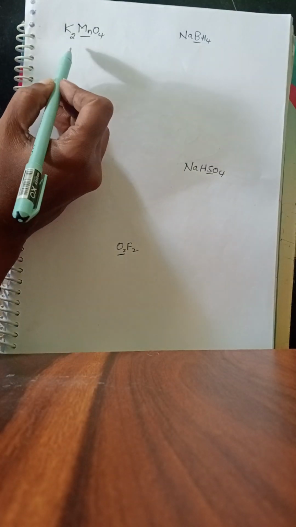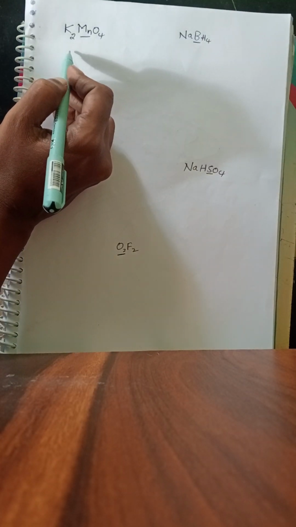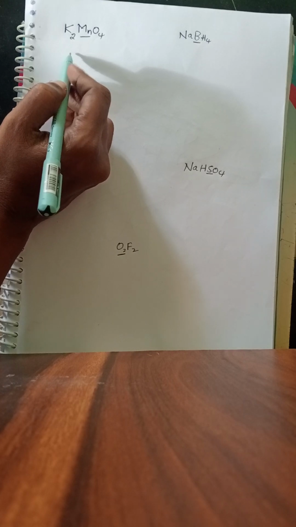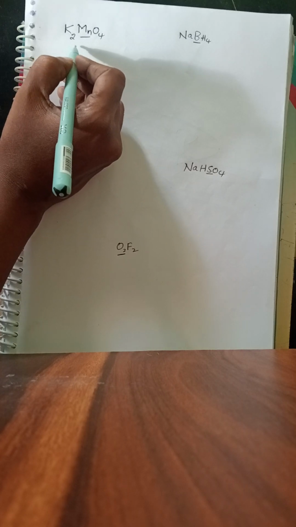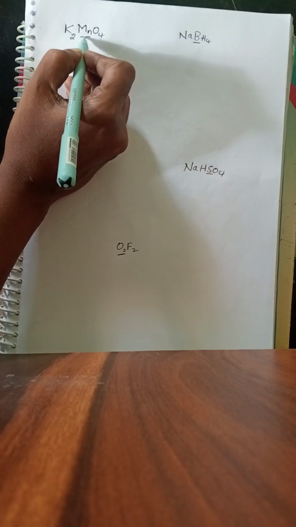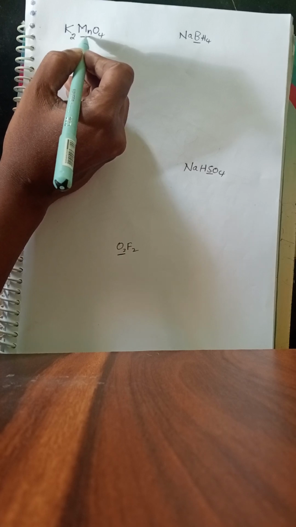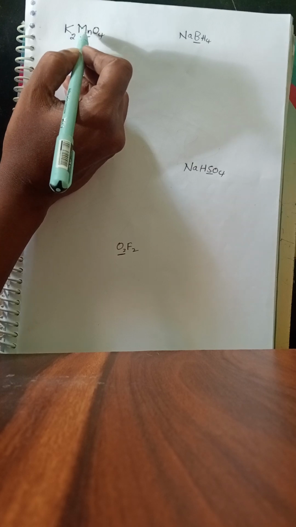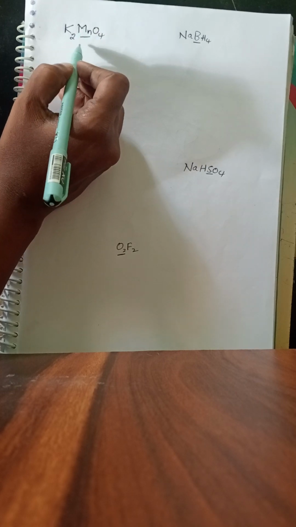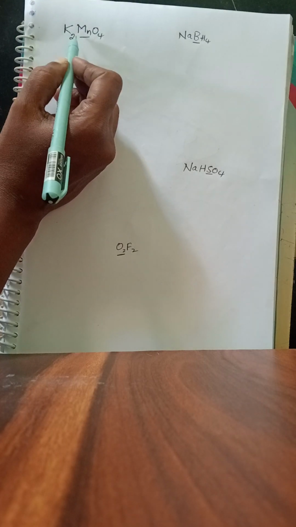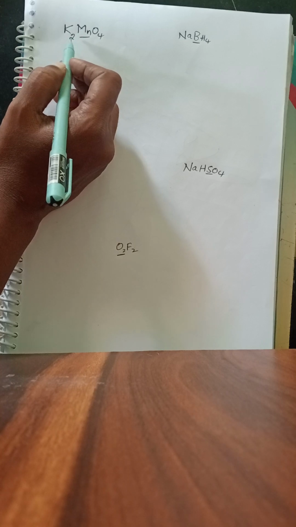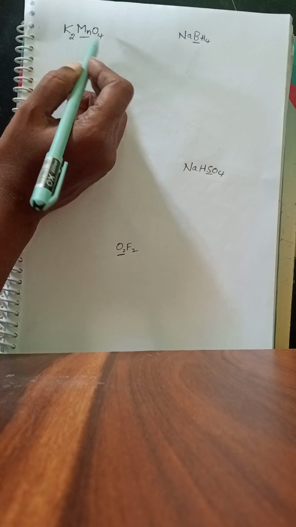Okay, so let's see. In this first one you can see K2MnO4. In K2MnO4 the underlined element is Mn, manganese. So we have to assign an oxidation state to this Mn. Firstly, we have to assign charges to potassium and oxygen.